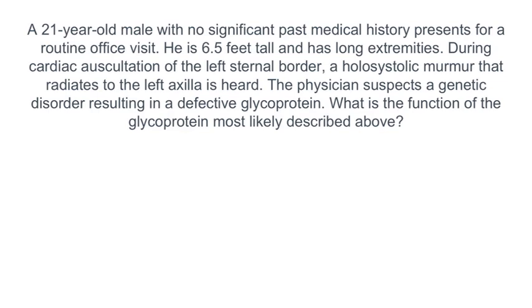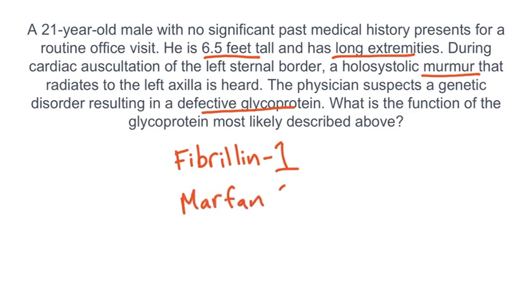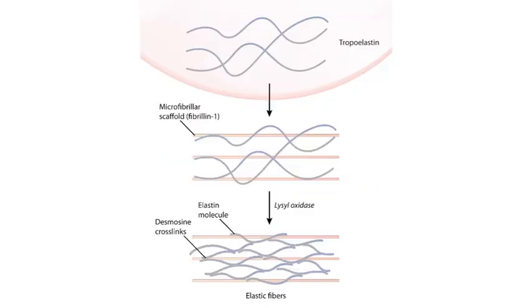Okay, from the question stem, hopefully you notice that this patient is tall with long extremities and has a cardiac murmur. The defective glycoprotein that's being described is fibrillin-1. These findings are consistent with Marfan syndrome. From the figure, notice that fibrillin-1 is a component of the microfibrils, which acts as a scaffold for elastin. So in answer to the question, the function of fibrillin-1 is to act as a scaffold for elastin.